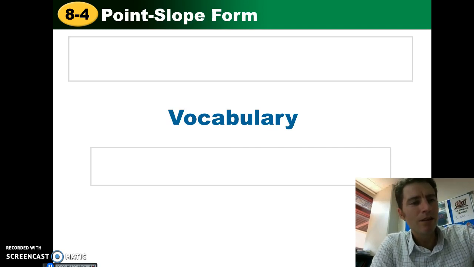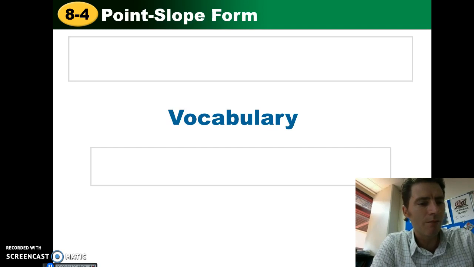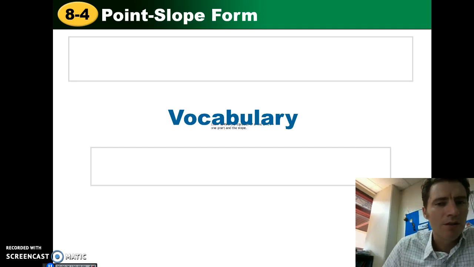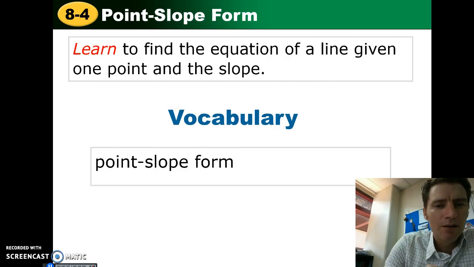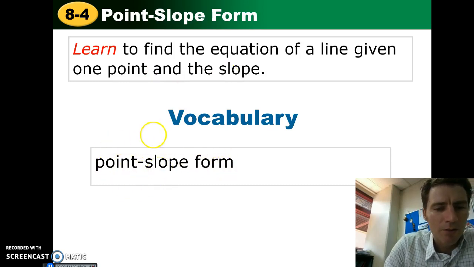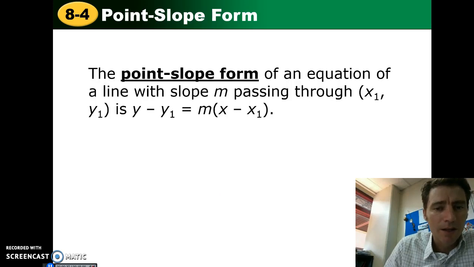So here we go. We're going to talk about point-slope form. This is still Chapter 8, still talking about lines, linear equations, graphing them, and understanding different types of equations. So today, you're going to learn to find the equation of a line when you're given a point and the slope. And point-slope form is really the only new vocab that you need. So here we go. This is point-slope form.